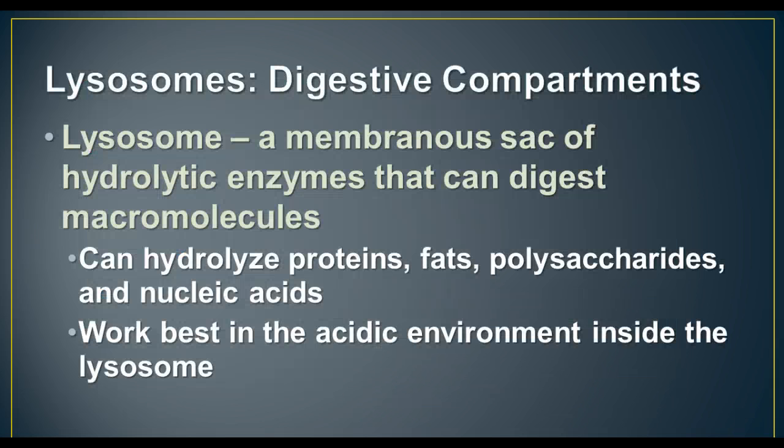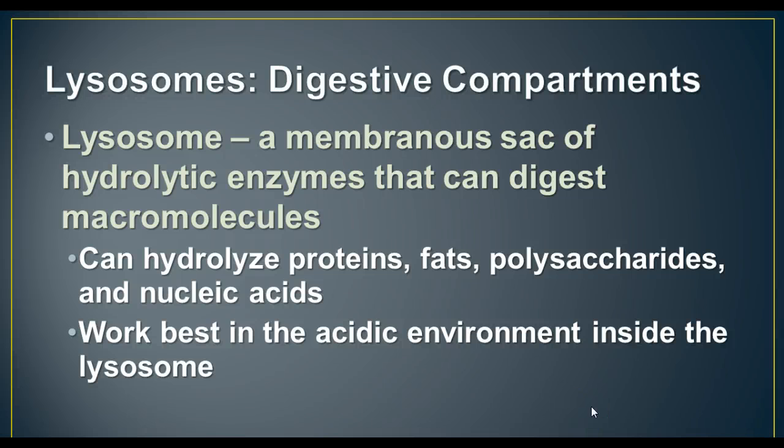Lysosomes are basically a membrane sac that has enzymes inside of it, and the enzymes are hydrolytic. That means they can carry out hydrolysis, and that will help them break down macromolecules. There are various enzymes that can be found in lysosomes, but they can work to hydrolyze proteins, fats, polysaccharides, nucleic acids. They do their job best in the acidic environment inside the lysosome rather than the more neutral environment in the cytoplasm.